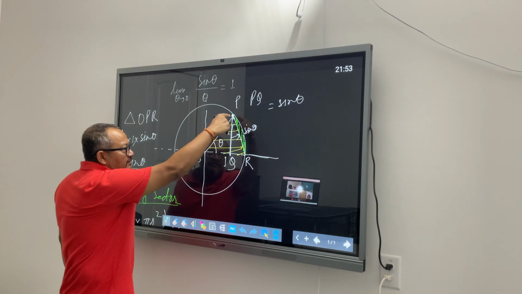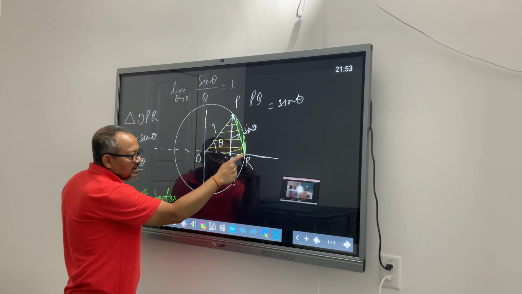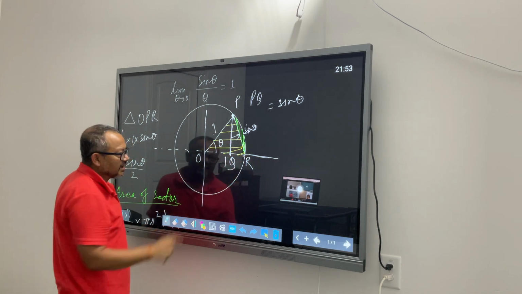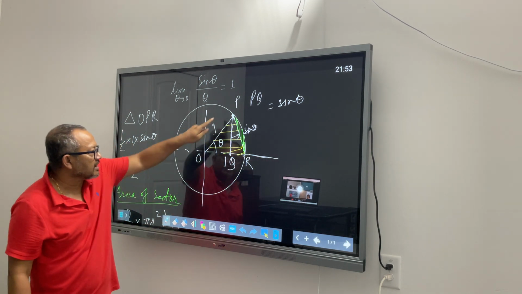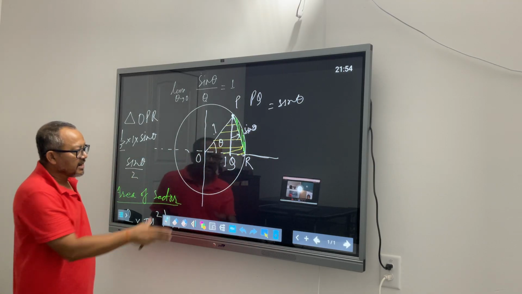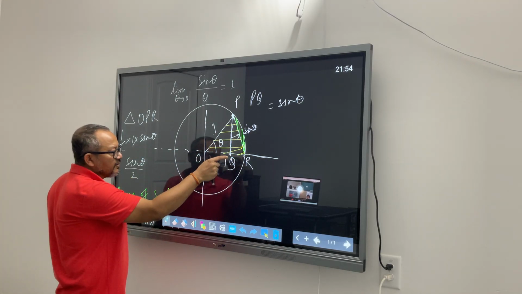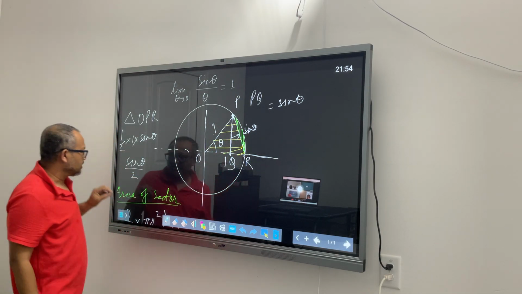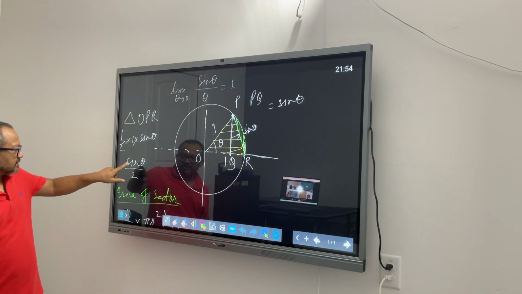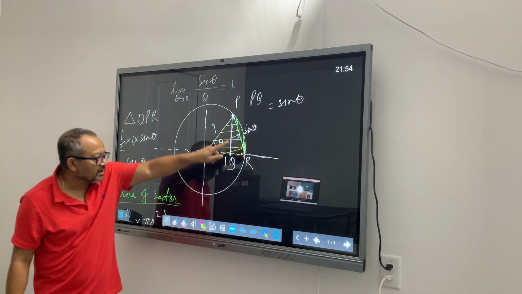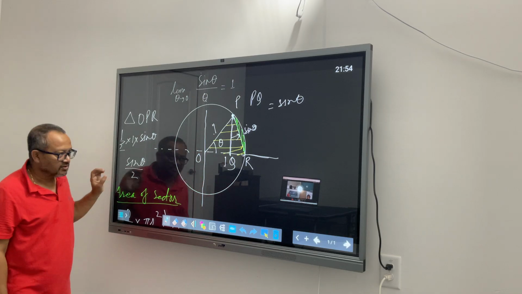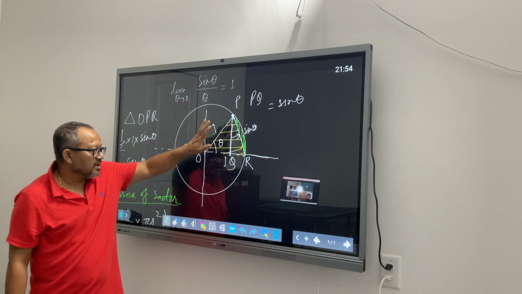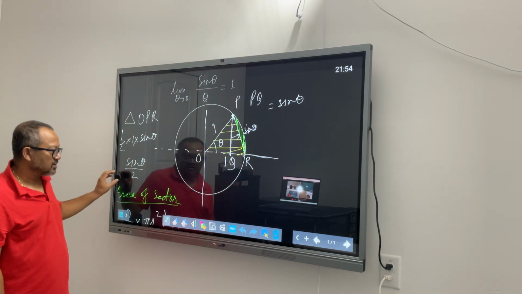Then we connected this point with this point R, which is on the x-axis, and we are trying to find out the area of this triangle OPR. Area of a triangle is half into base into height, so half into base is 1 because of the unit circle radius, times height is sine of theta. So the area of the yellow triangle we found as sine theta over 2. Now we are trying to find out the area of this sector, meaning the yellow and the green portion both.